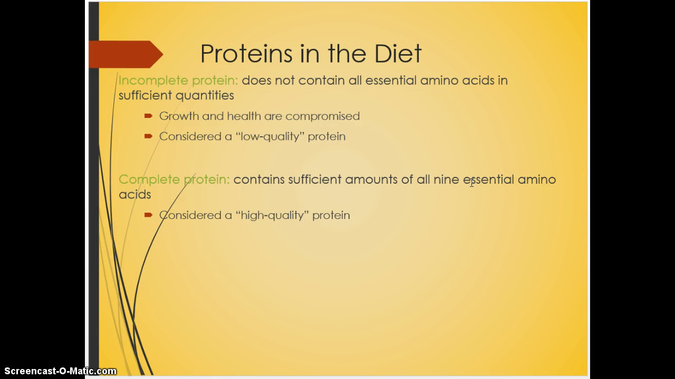Okay, there are 2 types of proteins in your diet. There are incomplete proteins, which are proteins that do not contain all the essential amino acids in sufficient quantities, and this can lead to growth and health being compromised, and these are considered low quality proteins. Then you have complete proteins, which have sufficient amounts of all 9 essential amino acids, and these are considered high quality proteins.